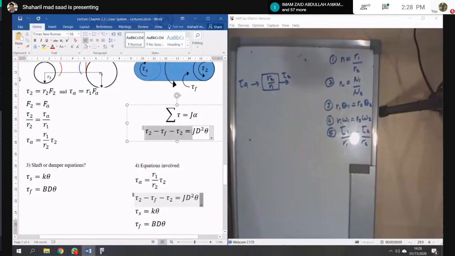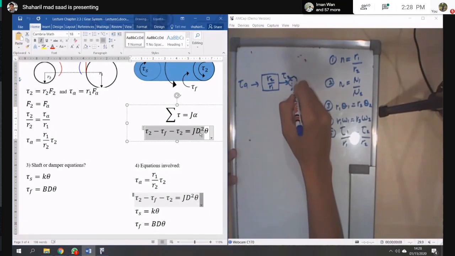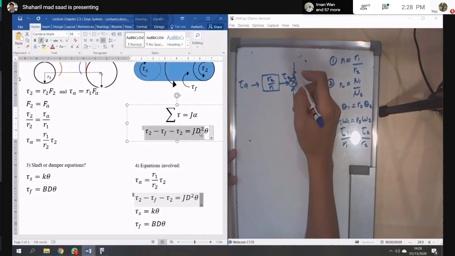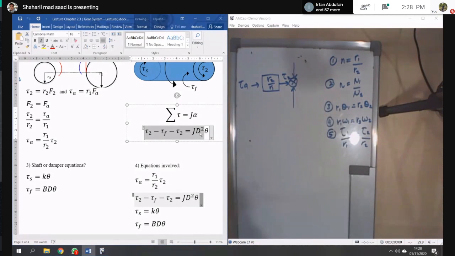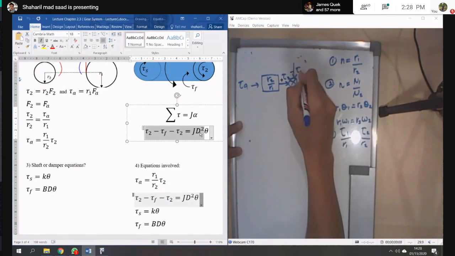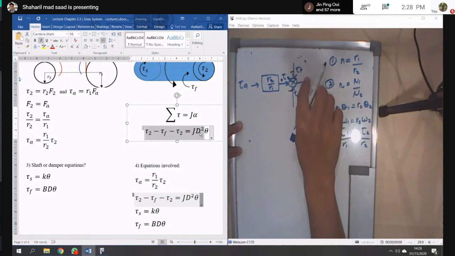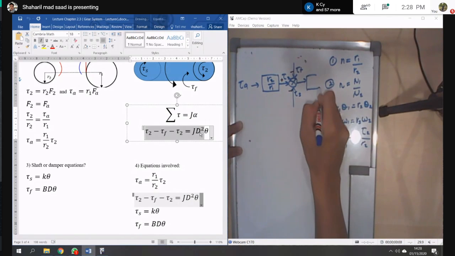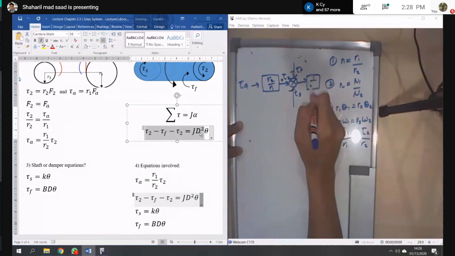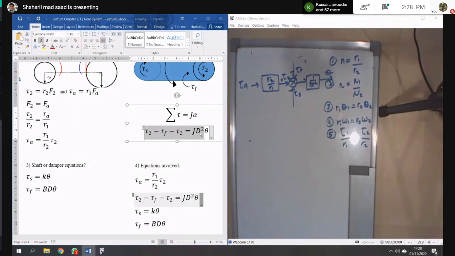the equation number two, T2 minus TF. So you can have the comparator here. T2 minus, that means this one will be minus, this one is plus. So T2 minus TF here, and T2 minus TS. Then you can multiply with 1 over JD squared, then you can get theta.